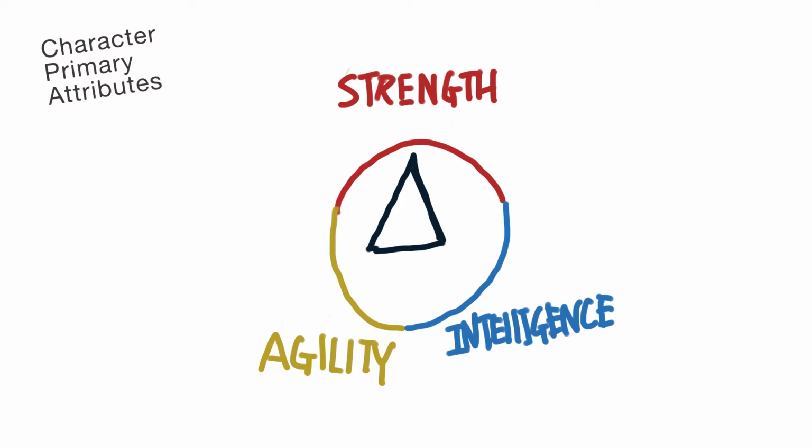Next will be character primary attributes. Character attributes are aspects of strength, agility, and intelligence found in all character design. Based on these three attributes, we can know what kind of body types and what kind of clothing style I will input for the character design.